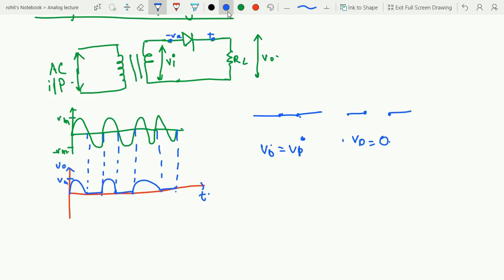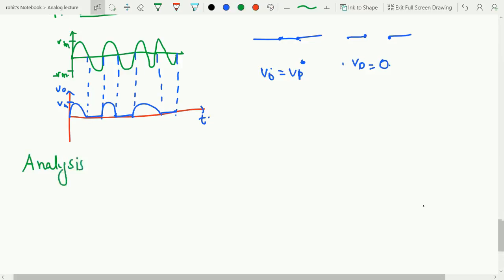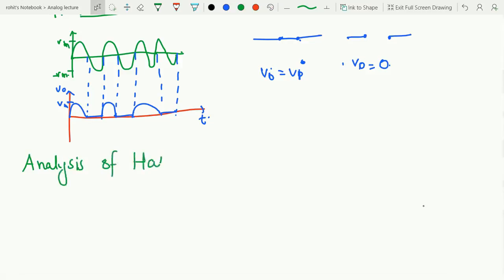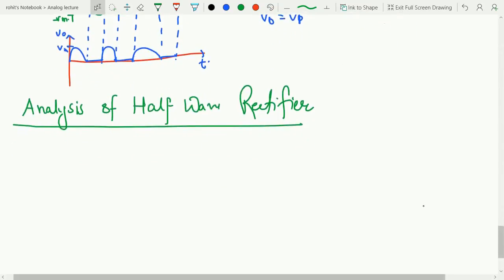Now we will calculate various currents, RMS currents, DC output currents, etc. We'll calculate them one by one. So now let's see the analysis of the half wave rectifier. First we will see the instantaneous output current.